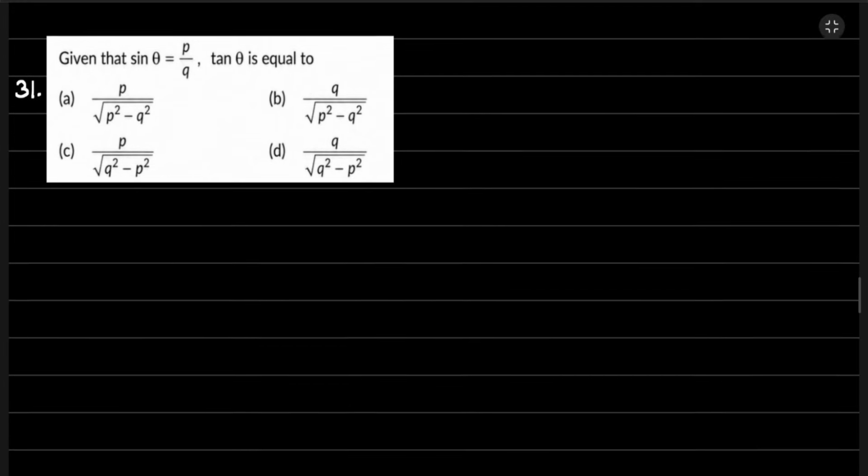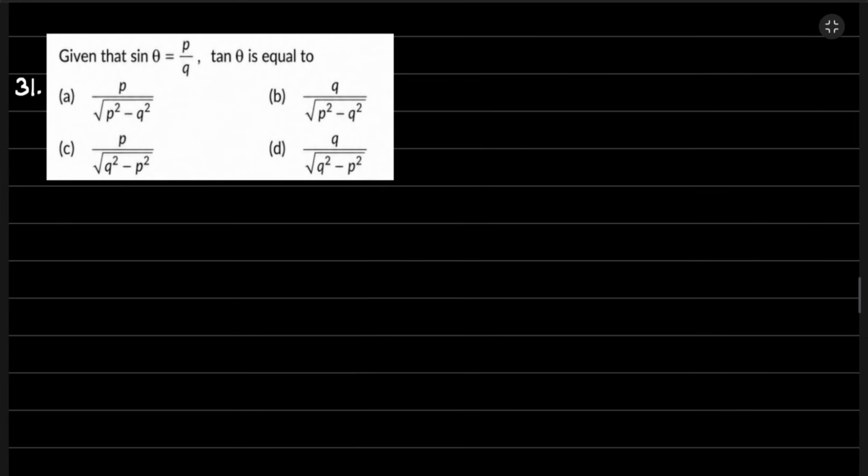Given sine theta is equal to P by Q, tan theta is equal to, you have to write it in terms of P and Q. So let's do it. As you know about the identity, sine square plus cos square equal to 1. You are given sine, you have to find cos. If you find cos, you'll be able to find tan. So what is cos square equal to? It is 1 minus sine square theta. Cos theta is equal to root of 1 minus sine square theta.